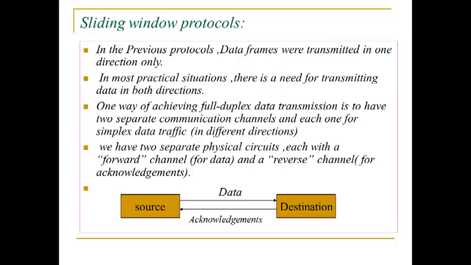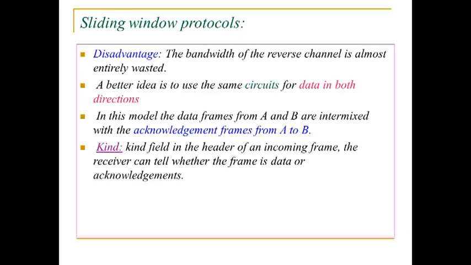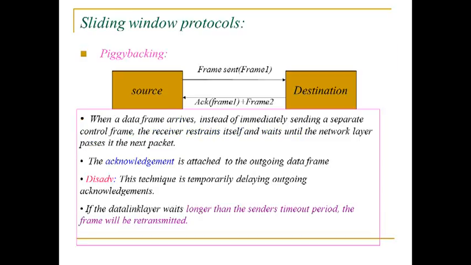You have the source and destination. First the acknowledgement is sent to the source to send the data, so the data is transmitted. A better idea is to use the same circuit for both the directions, so that the data frames are mixed with the acknowledgement. The disadvantage is the reverse channel is almost wasted, and it can be overcome using piggybacking.